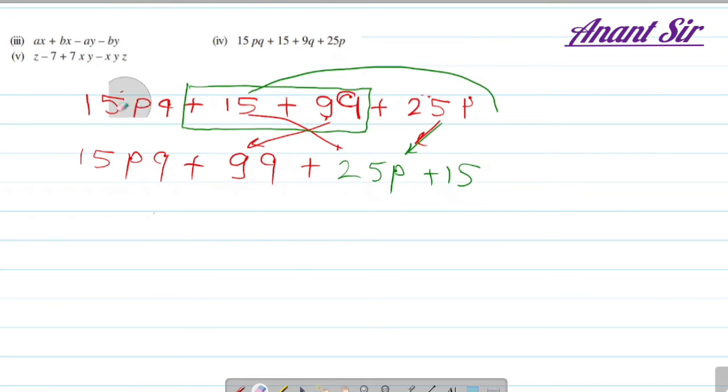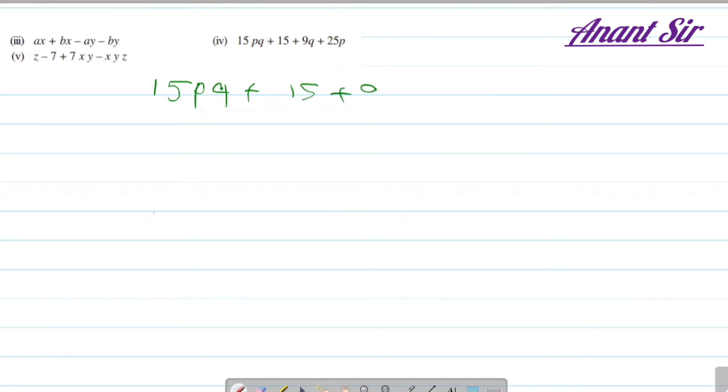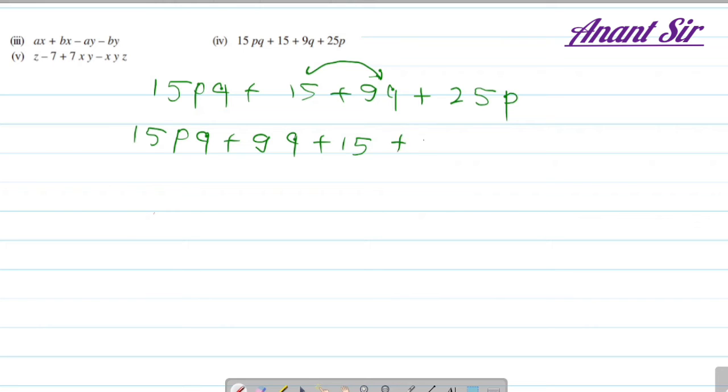So let's see now how we can do it. I will erase this and write the question again. Okay. So it was 15pq plus 15 plus 9q plus 25. So what I am going to do, I am going to interchange the places of these two. Okay. 15pq plus 9q plus 15 plus 25p. We have not changed the signs.